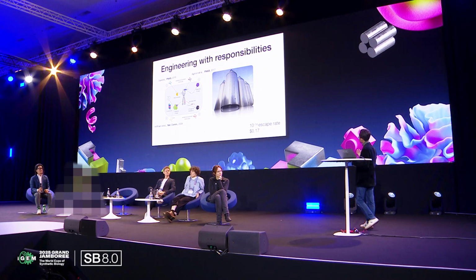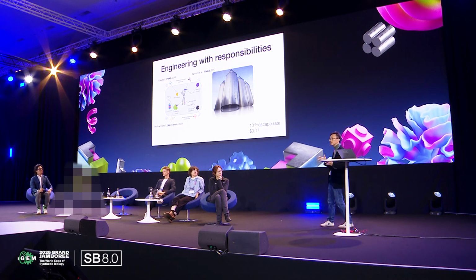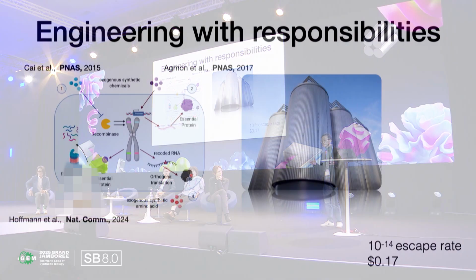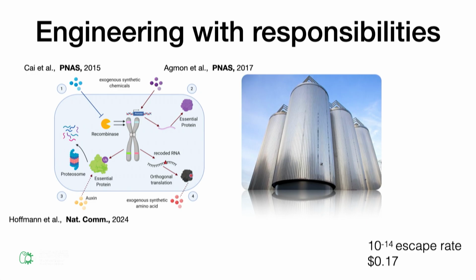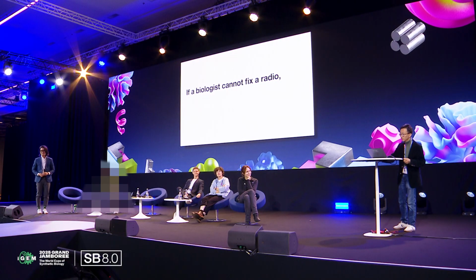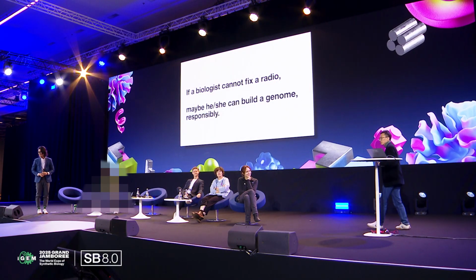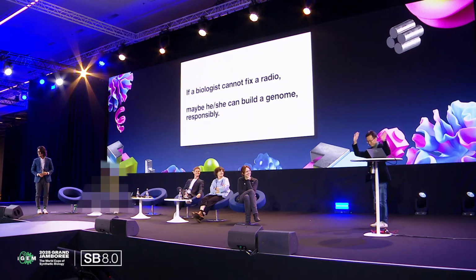So with these switches, we can go down to 10 to minus 14 escape rate. That means if one of these 1,000-liter fermenters breaks, you will not get a single isolate. And that costs about 17 cents US dollars to contain it. Okay, so I'm going to finish by saying, if a biologist cannot fix the radio, maybe he or she can build a genome responsibly. Thank you.